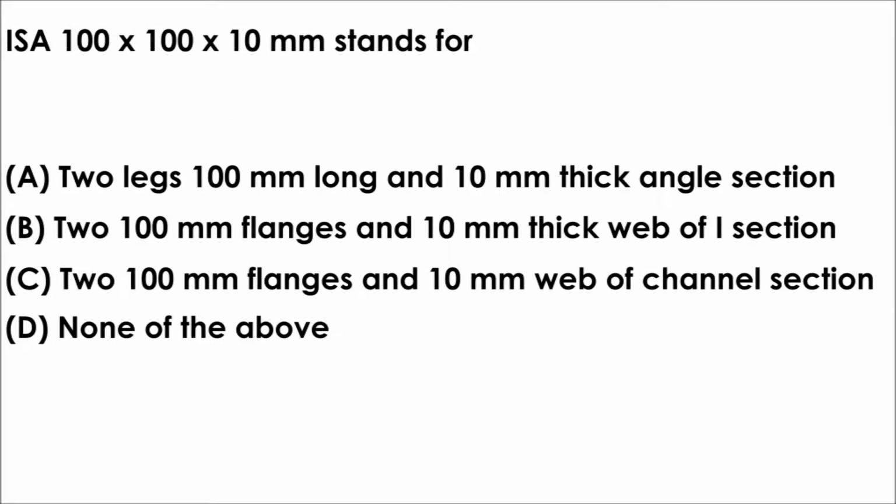Question number 7. ISA 100 by 100 by 10 mm stands for: option A, 2 legs 100 mm long and 10 mm thick angle section. Option B, 2 100 mm flanges and 10 mm thick web of I section. Option C, 2 100 mm flanges and 10 mm web of channel section. Option D, none of the above. The correct answer is option A. ISA 100 by 100 by 10 mm stands for 2 legs 100 mm long and 10 mm thick angle section.